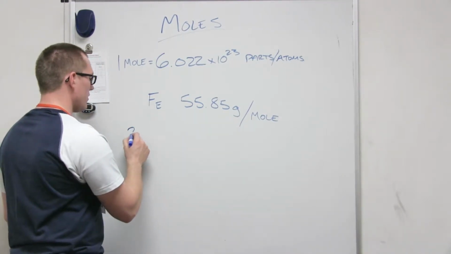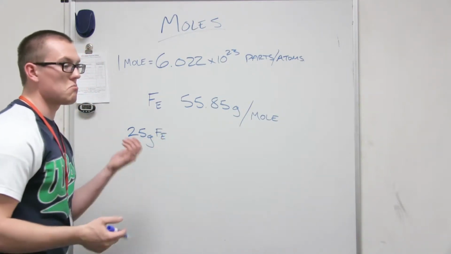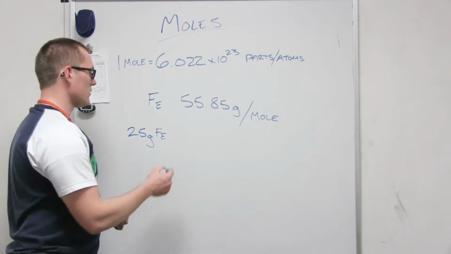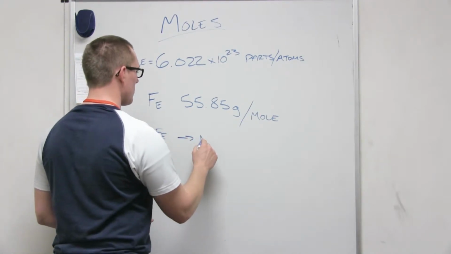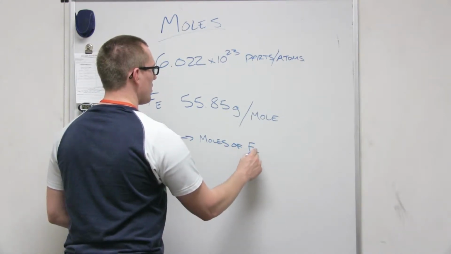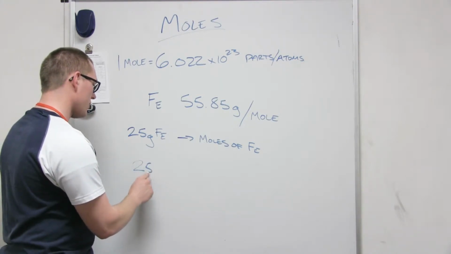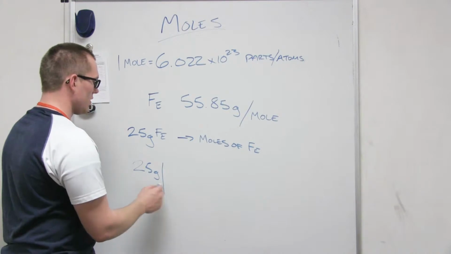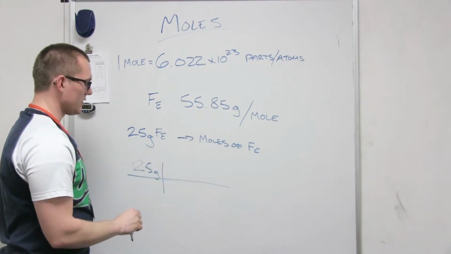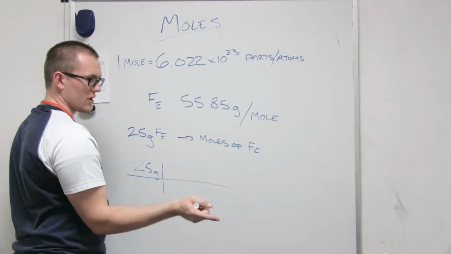So let's say we have 25 grams of iron, and we want to see how many moles we have of iron. Does that make sense? So we want to get from grams to moles of iron. We'd set up this chart and have 25 grams of that iron, and then this is our conversion, right? We want to go from grams to moles, so the grams would need to be on the bottom.